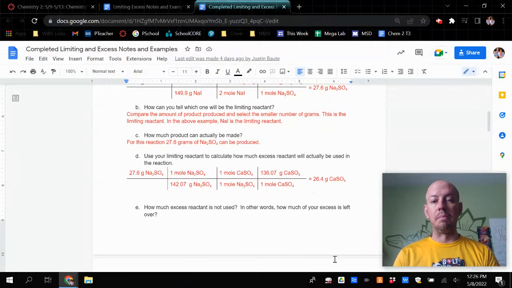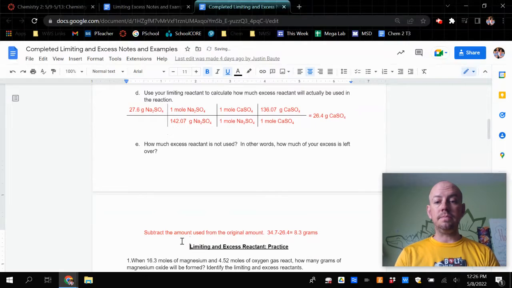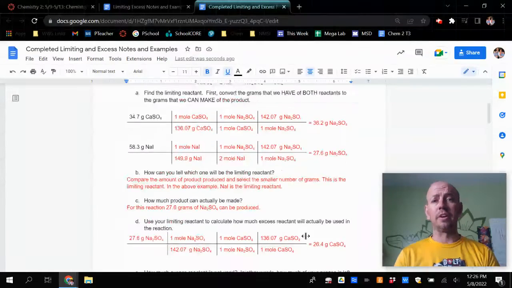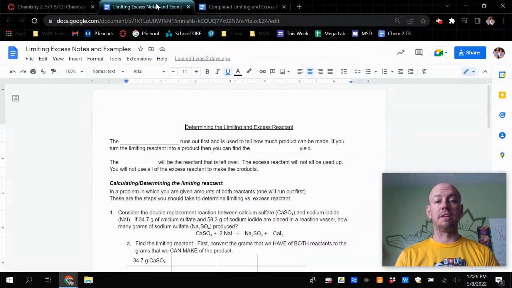The last question is how much is not used. In other words, how much is left over? It is the amount we started with minus the amount that we used for the amount that's left over. We're always going to follow this same format, but the idea, all stoichiometry, are starting amount to moles, moles to moles, moles to amount, but do that for both reactants. The one that gave us the smaller amount was limiting. The smaller amount itself is the amount of product that's made. And then sometimes we try to figure out how much stuff we used.